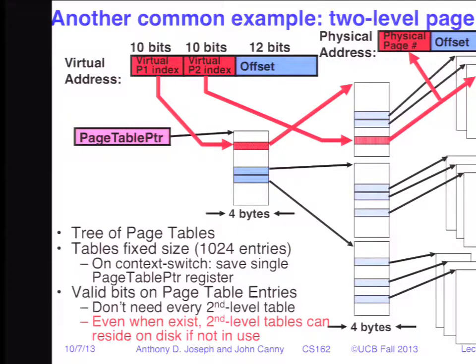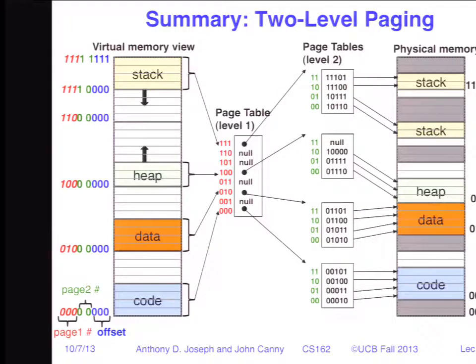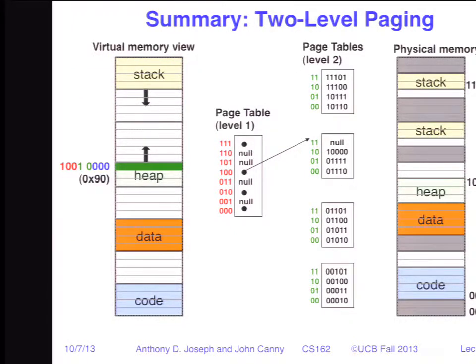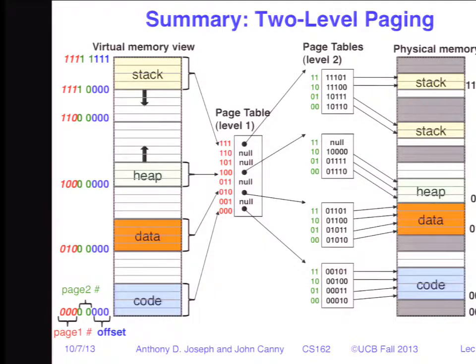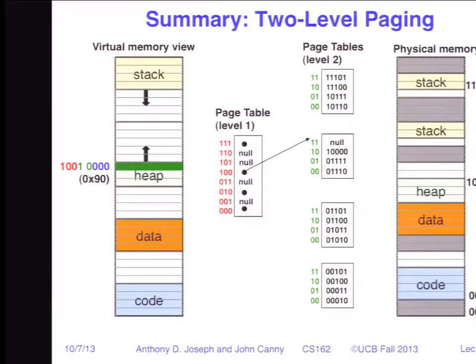Okay, so here's a summary of how paging in two-level page tables works. So let's say I want to resolve the following address. We've broken up our address into an italicized red virtual page number 1, a non-italicized green virtual page number 2, and in blue is 3 bits of offset. Okay, so if we want to resolve this address, we're first going to look up the first 3 bits, 100, in our top-level page table. So that's going to be right there. That's going to be that one.